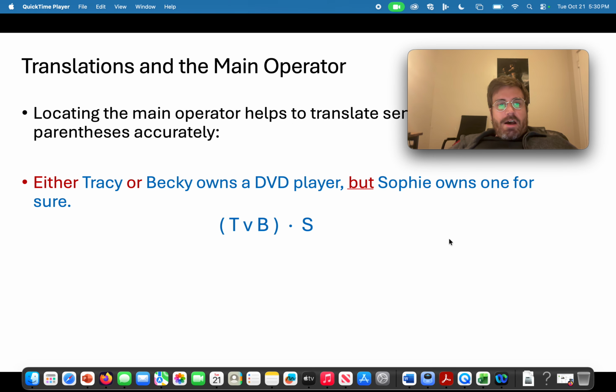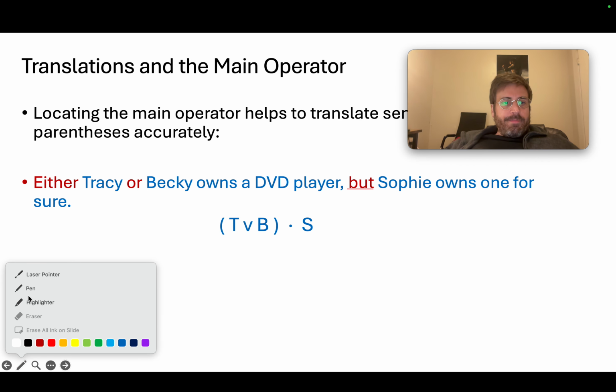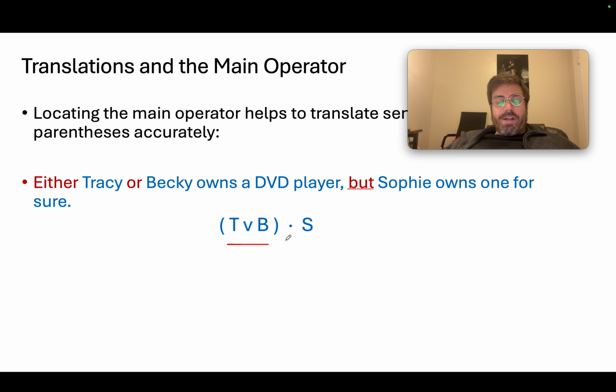This sentence has a couple of connectives in need of translation. Either-or gets translated with the wedge, and but gets translated with a dot. It's a kind of conjunction. Remember that dot can translate both but and. So in order to translate this sentence into logical propositional form, we need that either-or, that wedge, to be set off in parentheses over here.